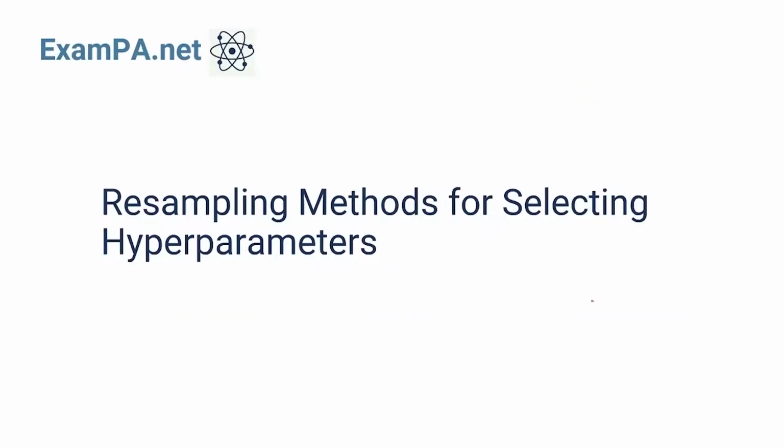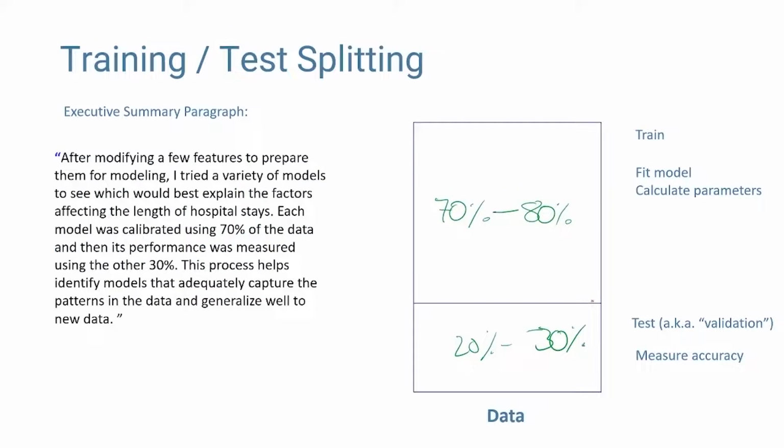In order to fit these models, various parameters need to be chosen. You already know about training and test splitting. This is when you use part of the data for building the model and then the remaining part for evaluating the performance of the model.